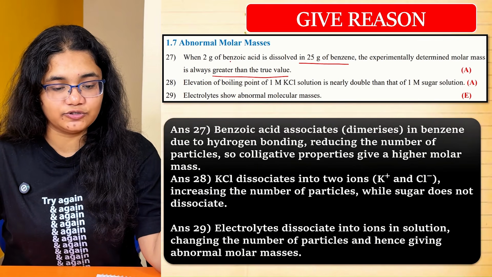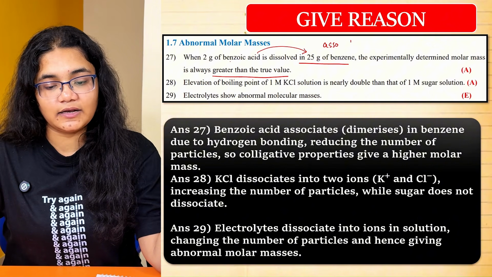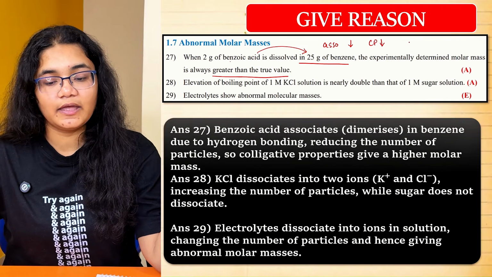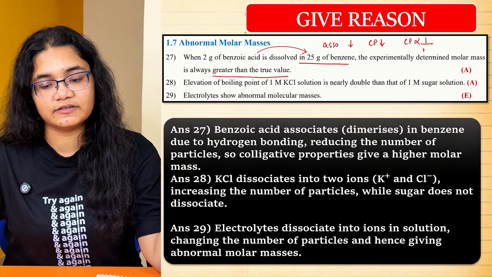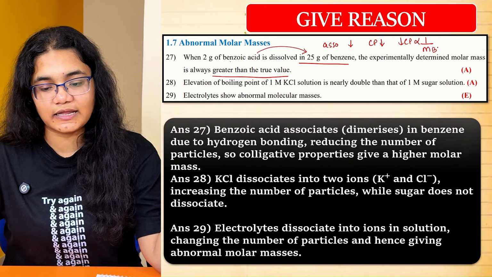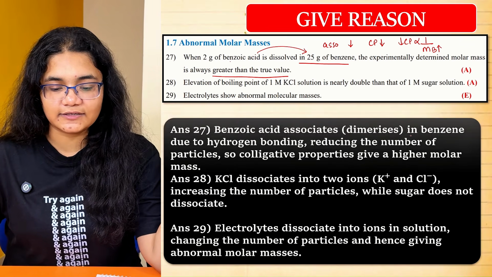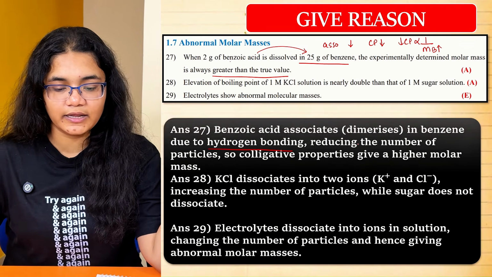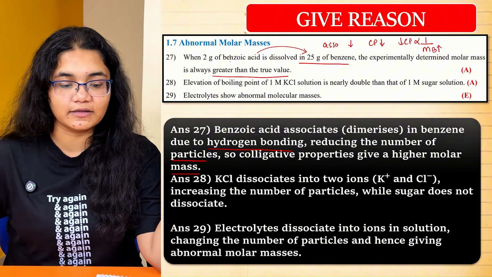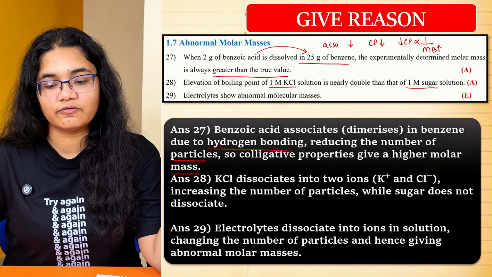Now you see, when benzoic acid is added to benzene, what happens? There is association, meaning the number of particles decreases. That means the colligative property will decrease, and colligative property is inversely proportional to molar mass. So if the colligative property has decreased, the molar mass value will increase, right? Benzoic acid associates in benzene due to hydrogen bonding, reducing the number of particles, so the colligative property gives a higher mass.